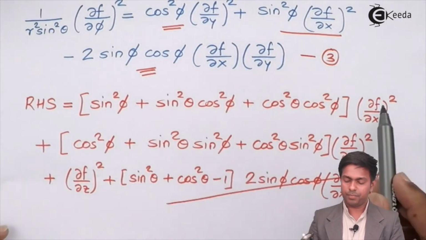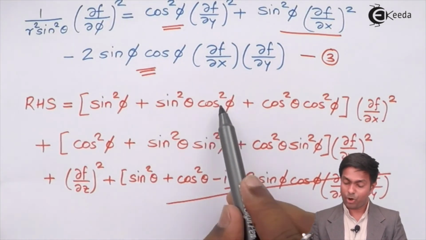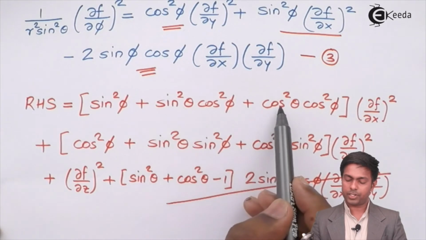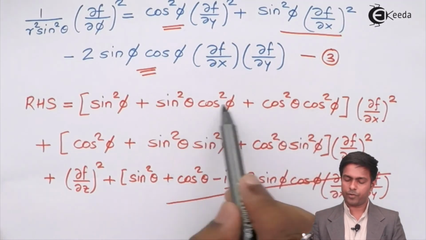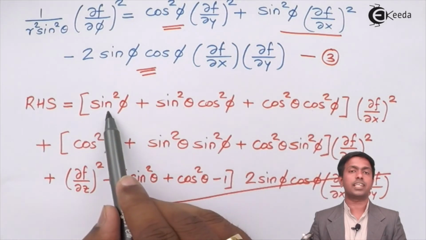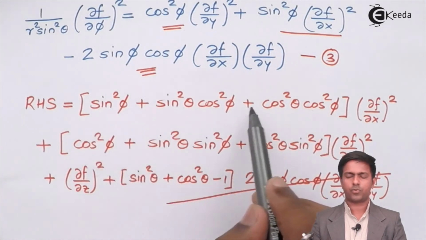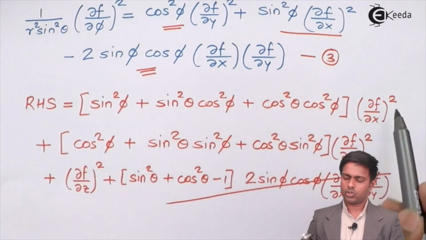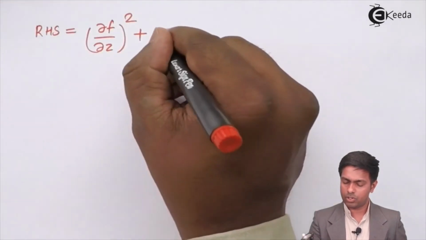Next, let's simplify these two terms. So in the first term, we can take cos²φ common. So we will get sin²θ plus cos²θ in bracket, which is 1. So cos²φ will remain from these two terms, and again here we have sin²φ. So sin²φ plus cos²φ is 1. So guys, basically this bracket will give us 1. So only (∂f/∂x)² will remain.